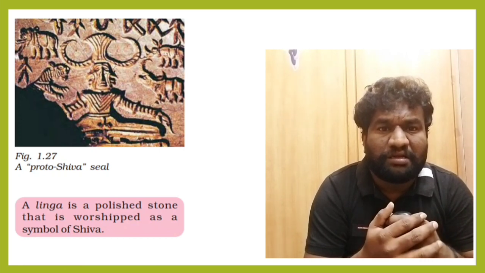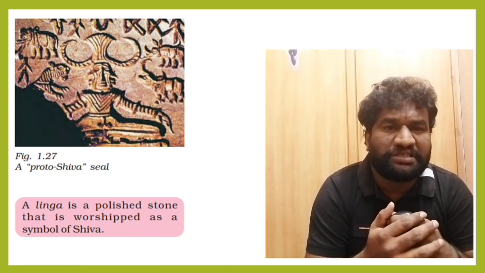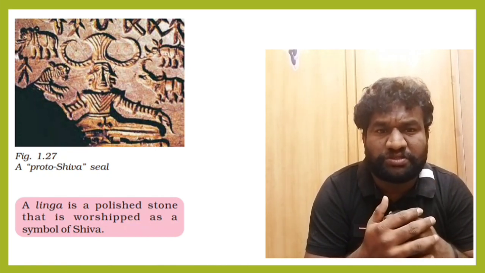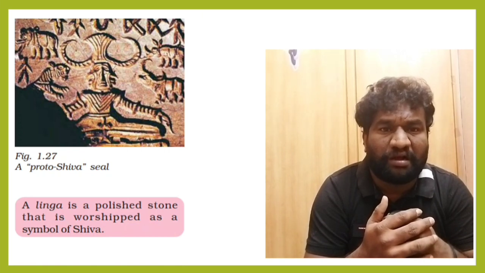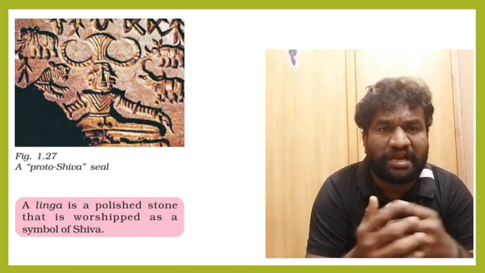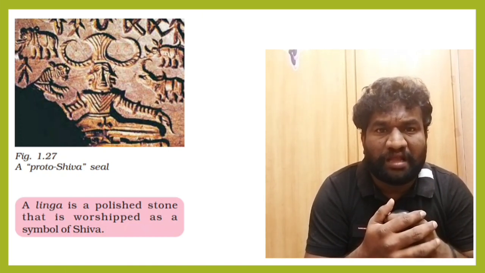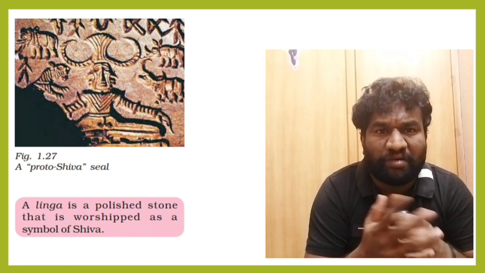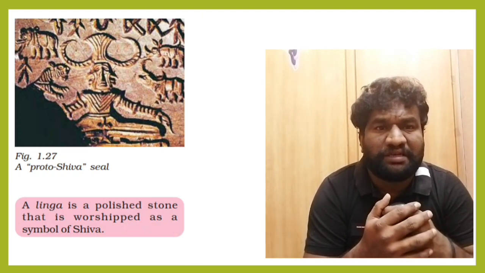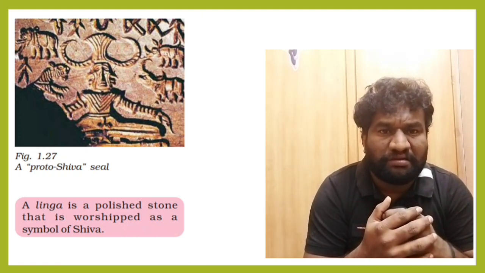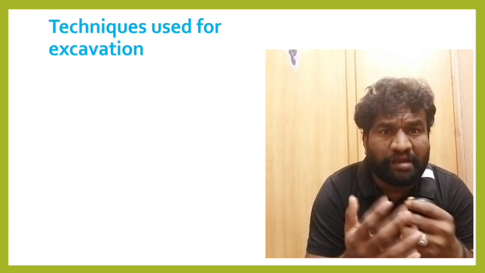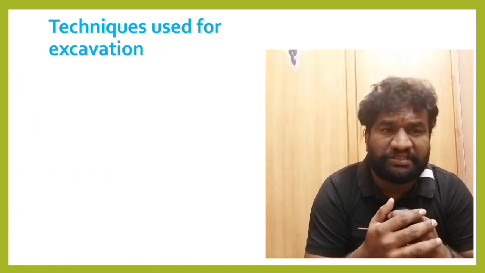Next, the proto-Shiva seal. This is one seal. On the seal you can see the proto-Shiva figure. The linga is a polished stone that is worshipped as a symbol of Shiva. If you observe here, Shiva has two horns, right? And he is surrounded by animals: buffalo, elephant, rhinoceros, and on one side a tiger, on the other side a tiger. Different animals surround Shiva. Okay, the proto-Shiva seal. This is also important.